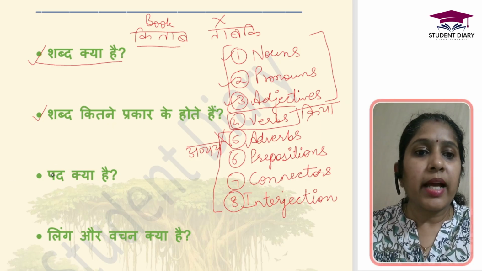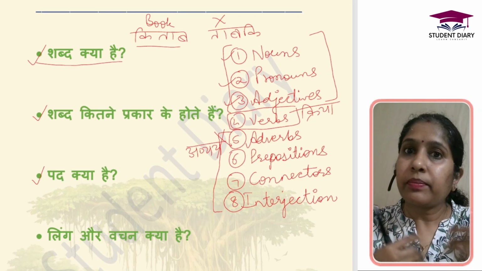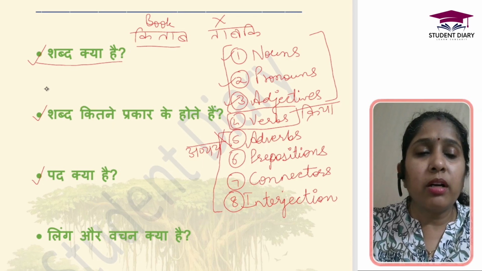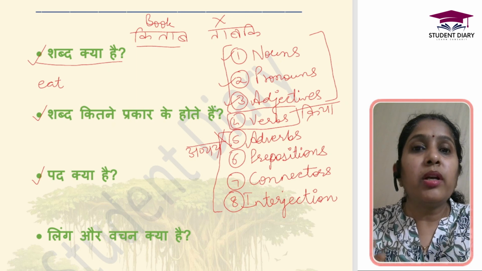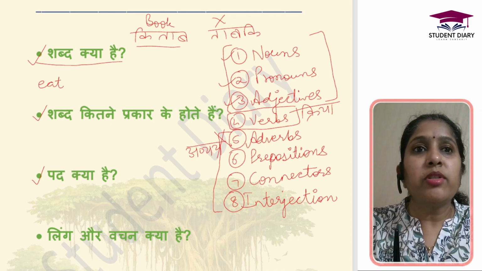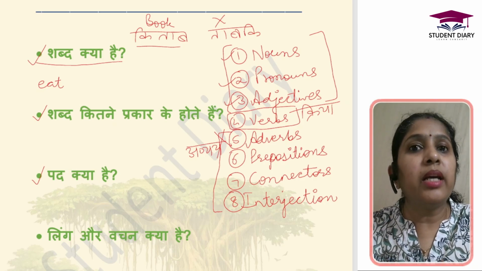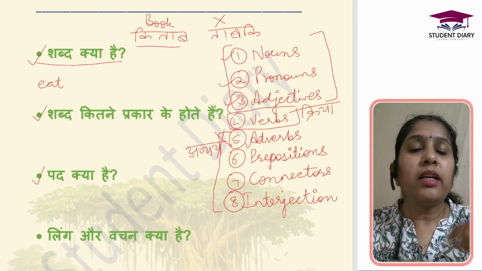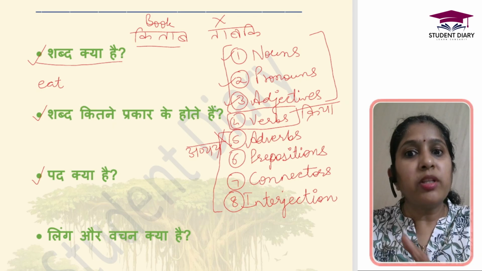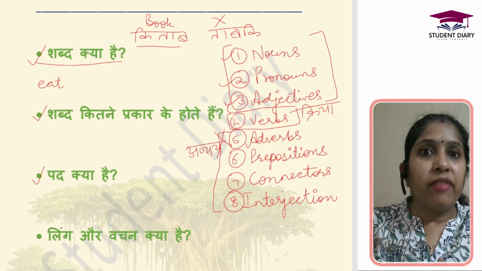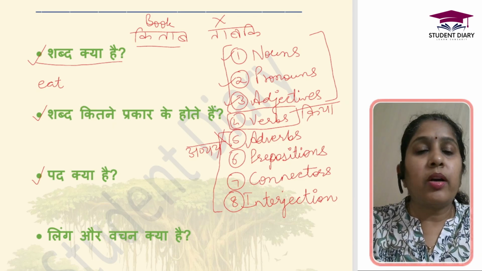Fine. Now comes the next question, what is pad? Pad kya hota hai? If I'm talking about a verb, suppose the root verb is eat, but everywhere you do not use eat as it is, right? Sometimes you say am eating, sometimes you are eating, will be eating, has been eating, right? There are different forms we are using, correct? That happens for every kind of word. So when we use a form in the sentence, that form is called pad.